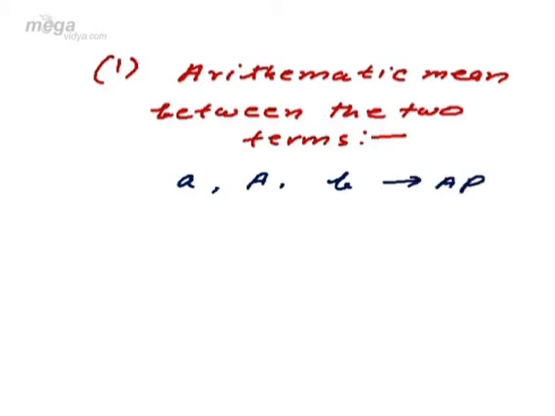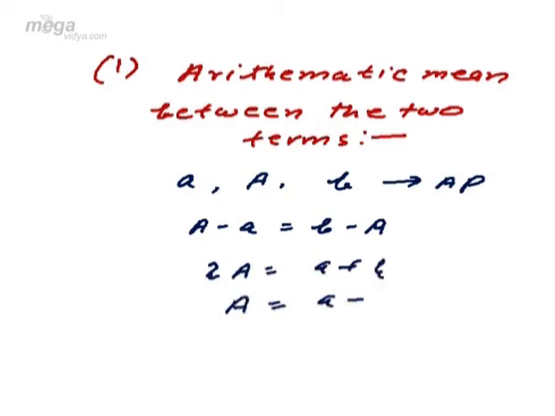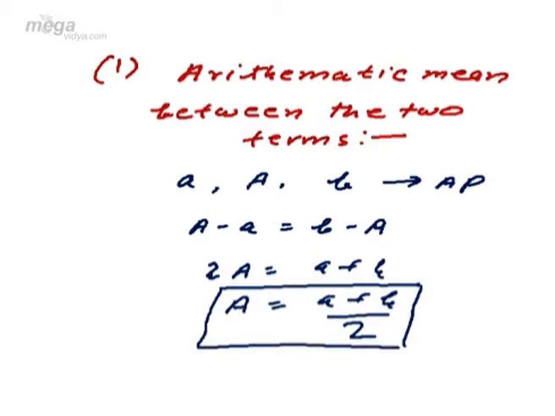Therefore, you already know that if the sequence is in AP, the difference between two consecutive terms will be equal. Because of this, capital A minus small a is equal to B minus capital A, and this gives 2A equals a plus b. It means capital A is equal to (a plus b) by 2. This is the arithmetic mean between the two terms.